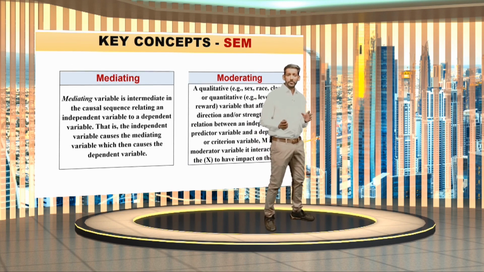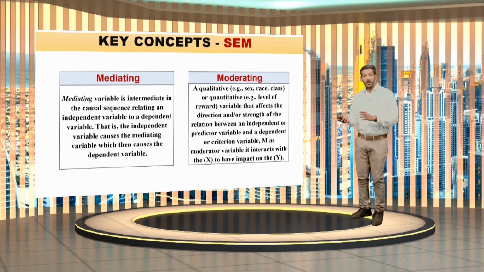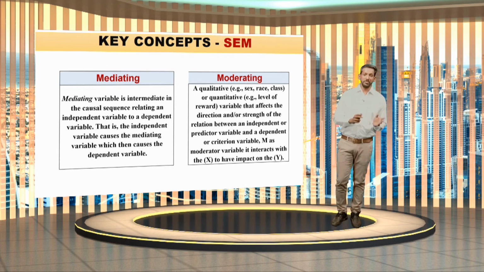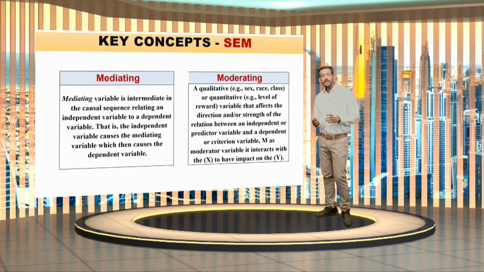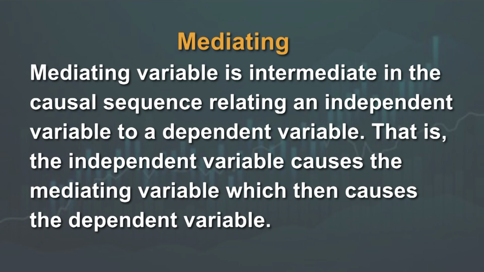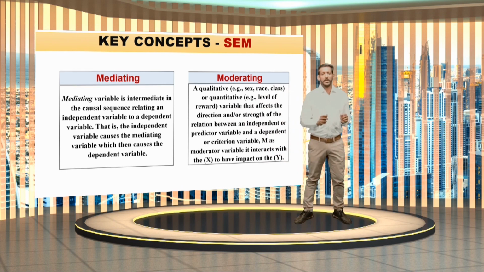So, as we are aware, SEM is a blend of measurement model and path model. EFA and CFA represent the measurement model, and the path model is represented by using a mediator or moderator. A mediating variable is an intermediate in the causal sequence relating an independent variable to a dependent variable. That is, the independent variable causes a mediating variable, which then causes the dependent variable. That is what we call a mediating variable.